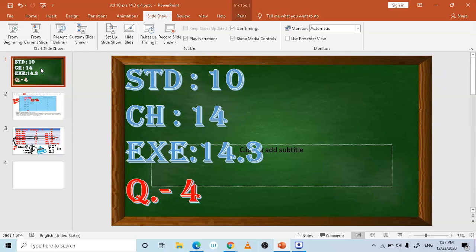Next question, question number 5. Actually that is so easy, you have to solve the fifth question like this one only. So like that, the sixth question I will upload soon.